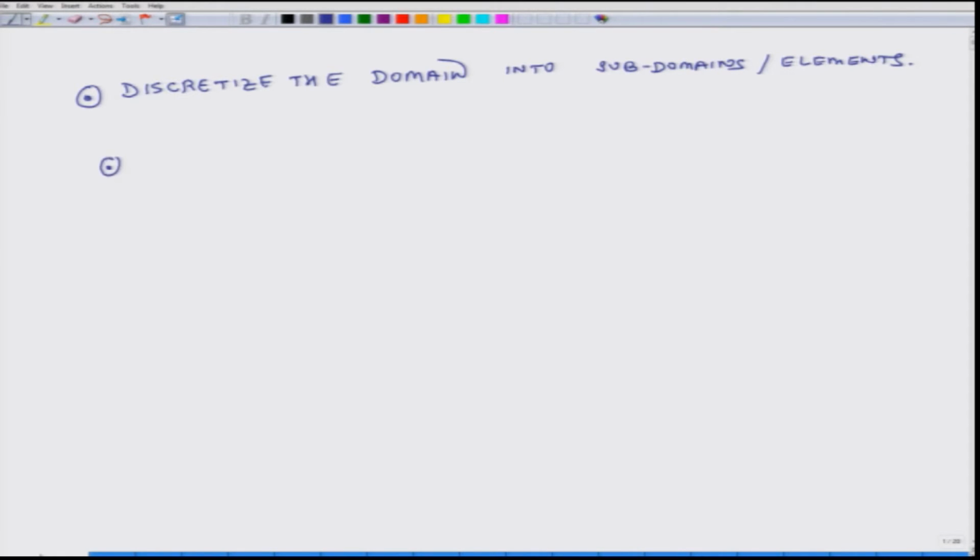Second, and we will learn the details of it later today, once we have broken the overall domain into subdomains, then over each element we assume how the unknown variable changes over the element.